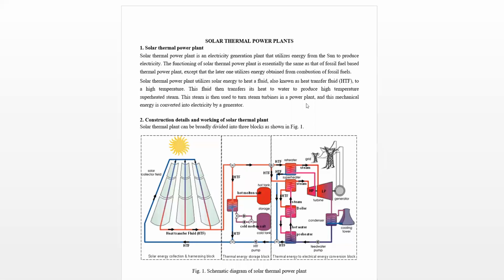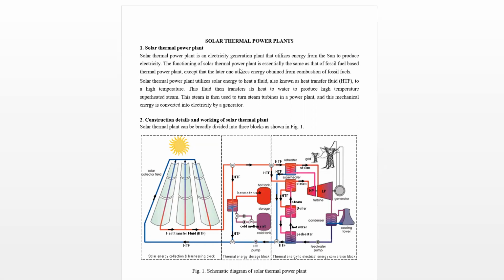This lecture is on solar thermal power plants. First, I will read out this text given over here. Then I will explain the working and the construction of the solar thermal power plant with the help of this figure 1. So here it goes. Solar thermal power plant is an electricity generation plant that utilizes energy from the sun to produce electricity.